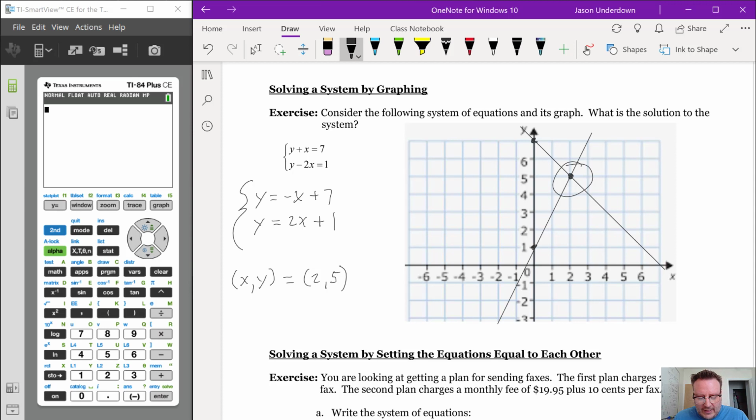Well, we could take those values and plug them back into the original system. The original system says y plus x has to equal 7. Well, 5 plus 2 equals 7, so that checks out. Can we put these coordinates into the second equation? Well, set y to 5 and x to 2, and we get 5 minus 2 times 2, or 5 minus 4. Yep, that indeed is 1, so it checks out. This point does simultaneously satisfy both equations.